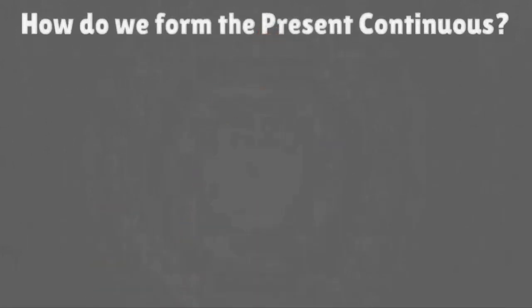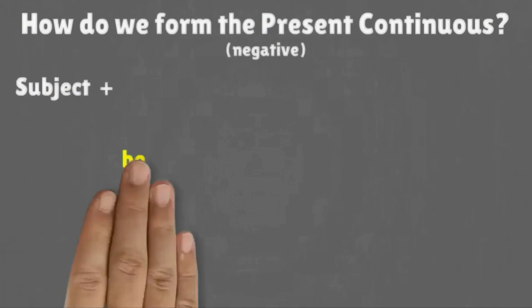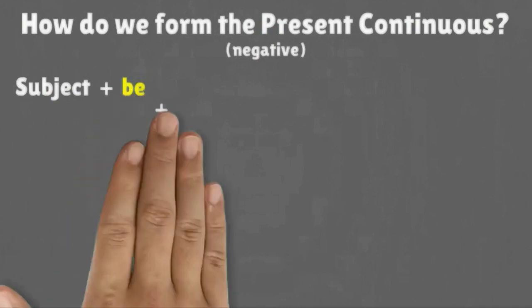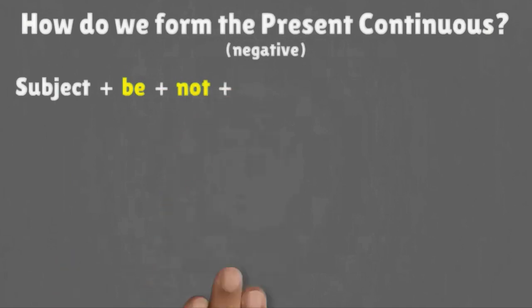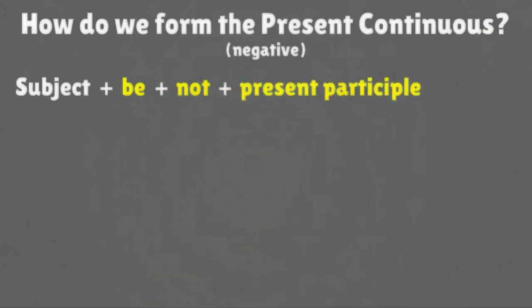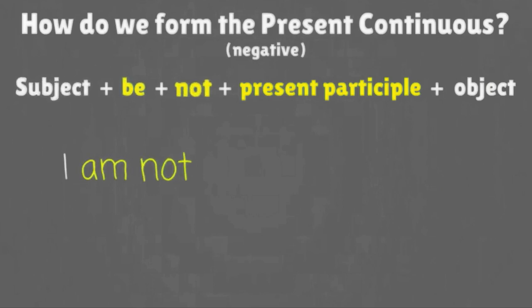How do we form the present continuous? Negative. Subject plus be plus not plus present participle plus object. I am not talking to Hannah.